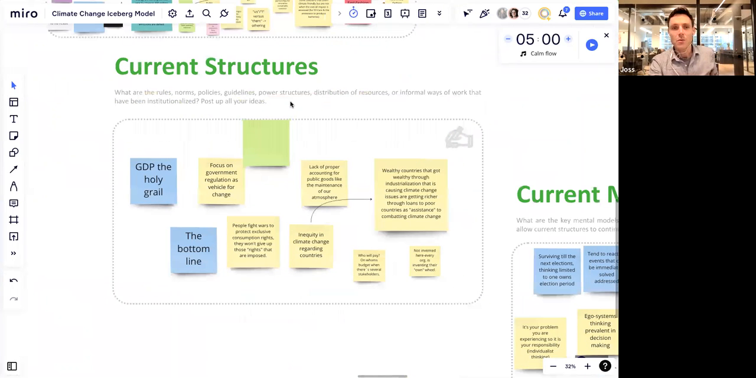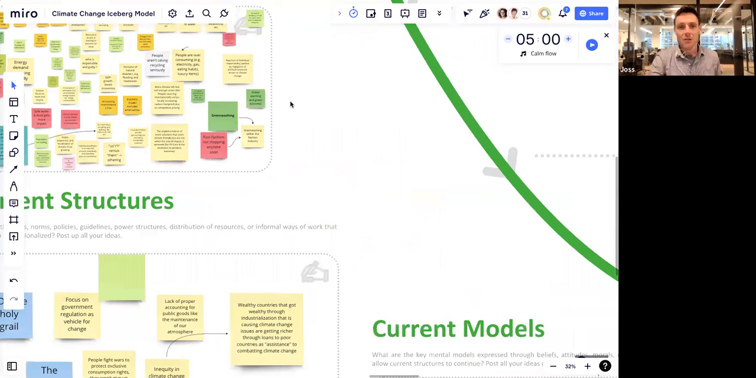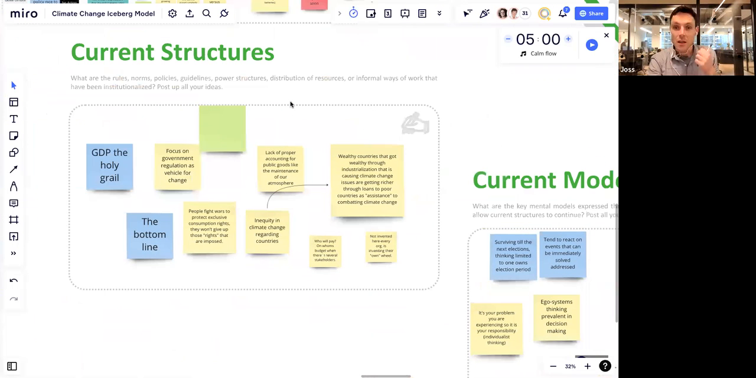Okay, let's keep going. We'll move down now to current structures. These are the underlying rules, norms, policies, guidelines, power structures, distribution of resources, or the way that information moves around in the system. And the structure of our institutions, should we say, and structure of our economy, that creates these patterns. And we want to explore that now. We'll keep moving along quickly for the sake of time.